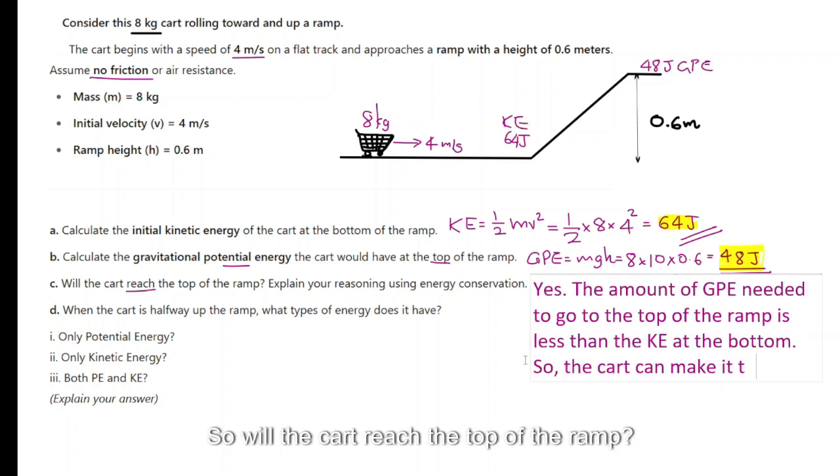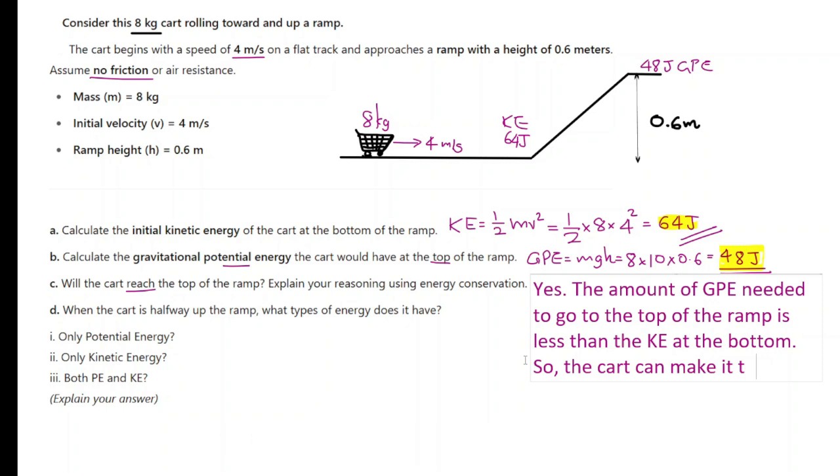So will the cart reach the top of the ramp? Explain your reasoning using energy conservation. Yes, the amount of GPE needed to go to the top of the ramp is less than the kinetic energy at the bottom. So the cart can make it to the top.